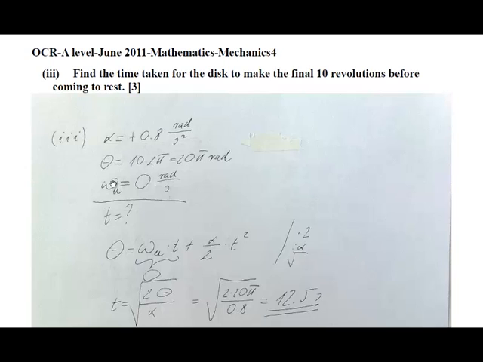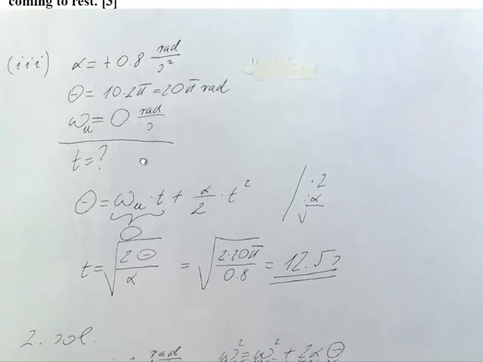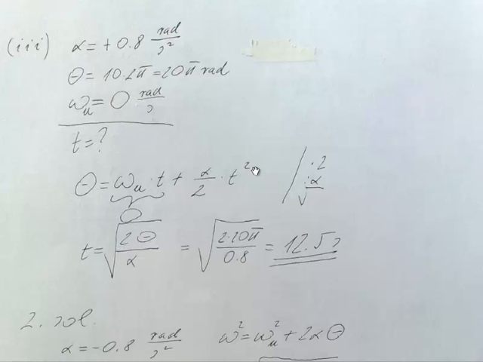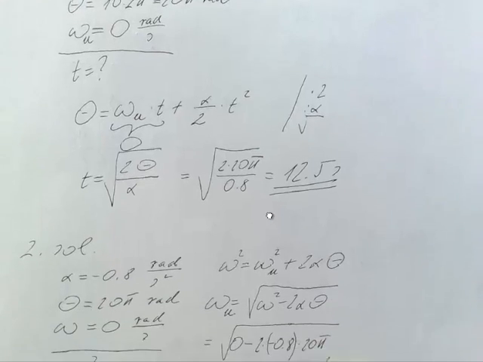Initial angular speed 0, and we need time. We can use this formula. From here we express t: multiply by 2, divide by alpha and take the square root. So this is t. After calculation it's 12.5 seconds. There is a second solution.